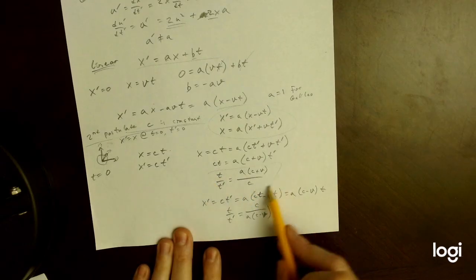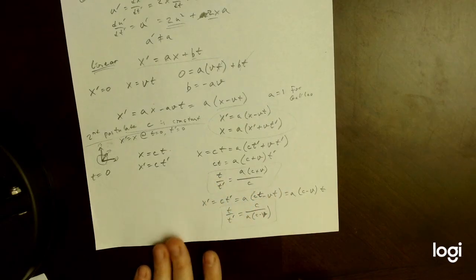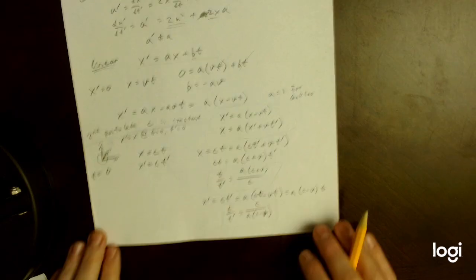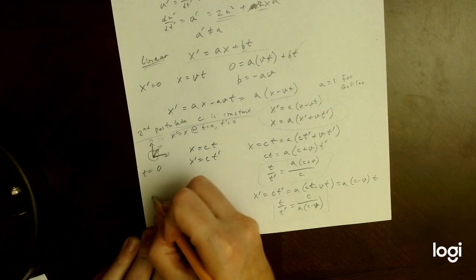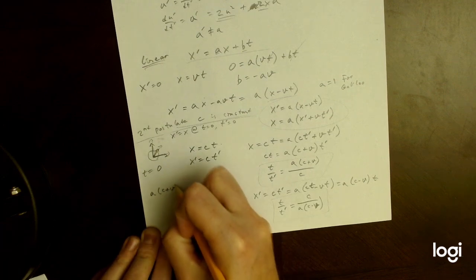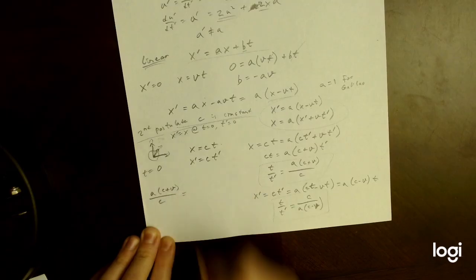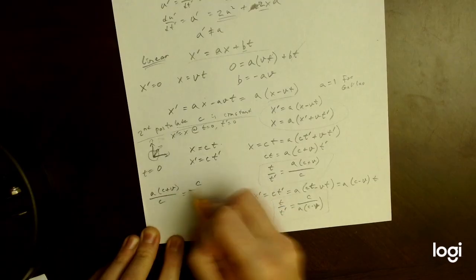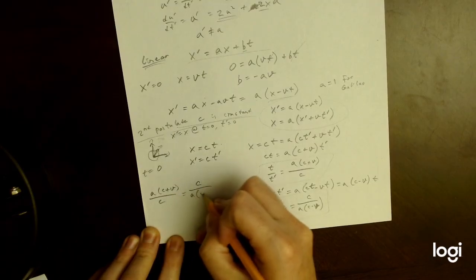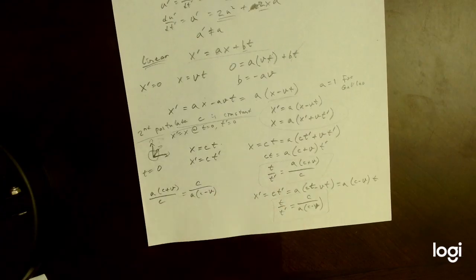And now we've got two expressions, both equal to t over t prime. I'm going to set those equal to each other. Over here, we're going to have a times (c plus v) over c, and then we're going to set that equal to c over a(c minus v). And I want to solve for a, because a is that unknown constant that we don't know what to do with.